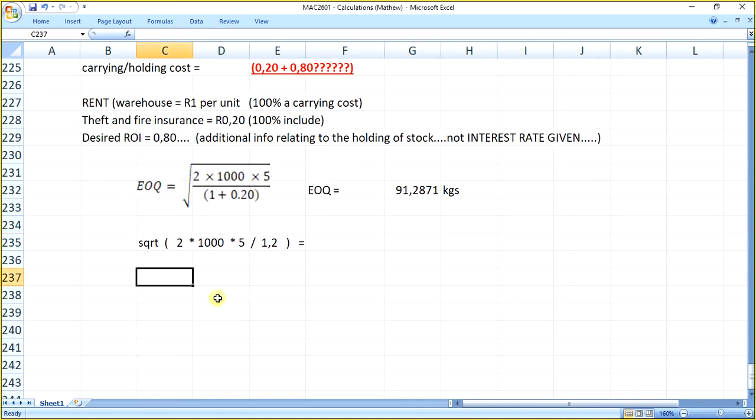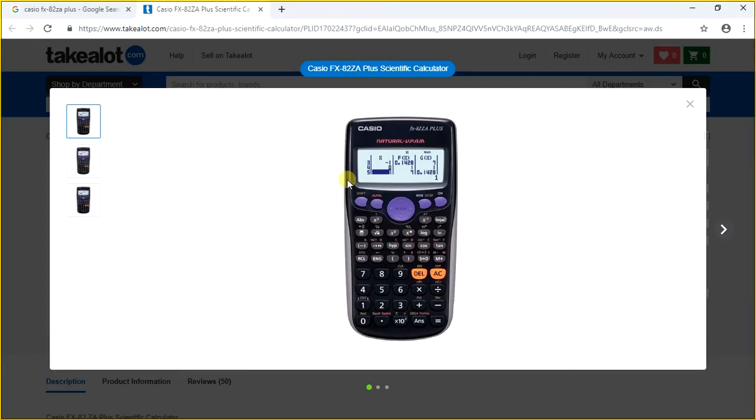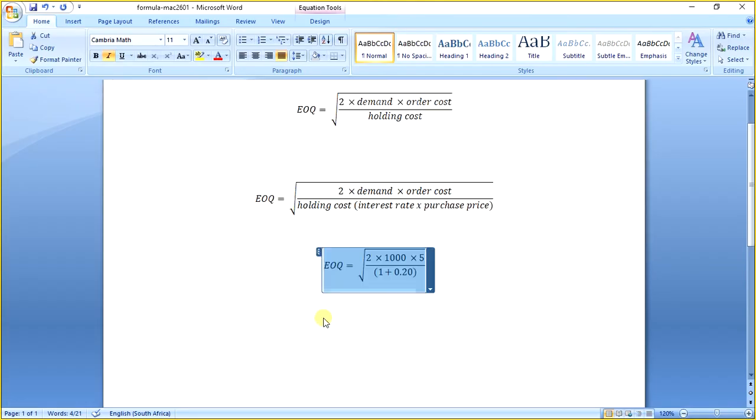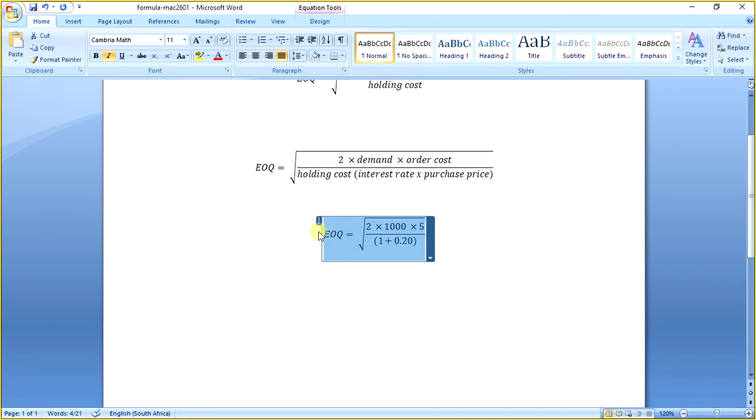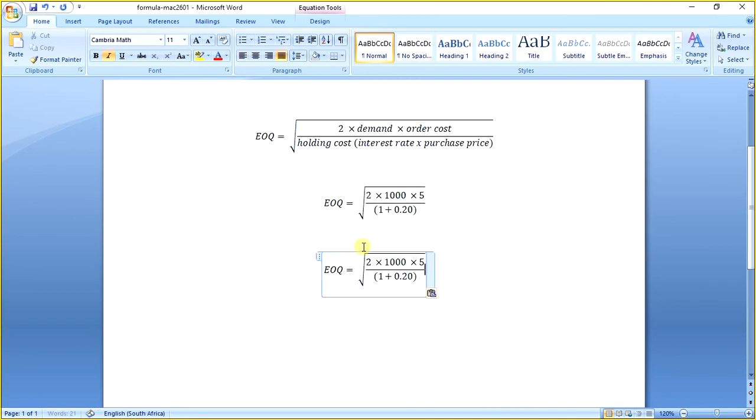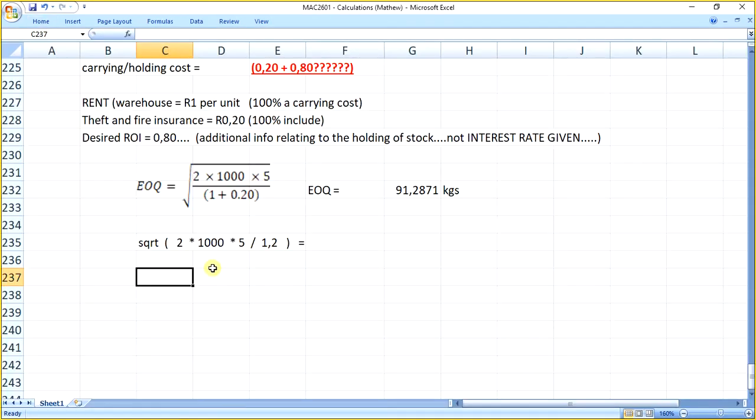Not too sure. Okay, let's do it in 2 steps. Let's write another step. What is 2 times 1,000 times 5? It's 10,000. So here I'm going to put 10,000, and then here I'm going to put 1.2. Oh, I got it. 91 point... I got it. Did you get it?